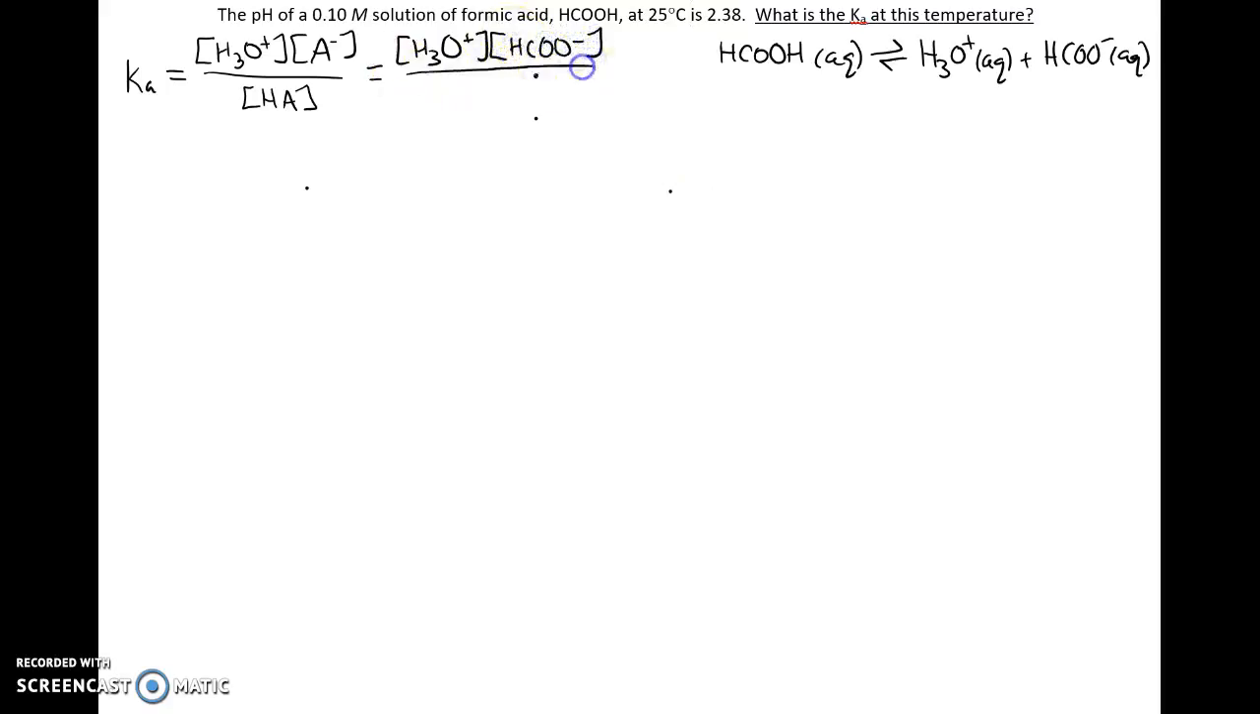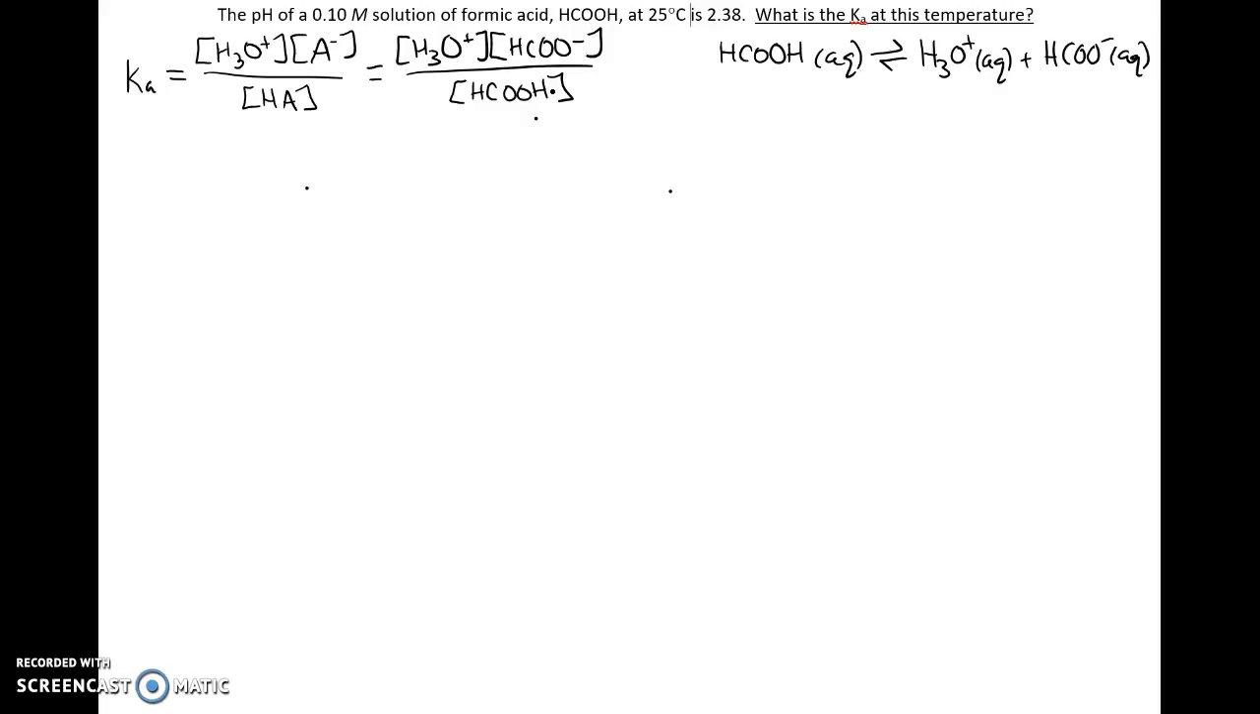The dissociation of formic acid we can write down as HCOOH in aqueous solution reacts to form hydronium ions and formate ions. So we can now complete the acid dissociation constant equation using the actual species involved in this reaction. We still have H3O+ as one of the products, but now instead of A-, we have HCOO-, the formate ion, and instead of HA, our molecular acid is formic acid, HCOOH.